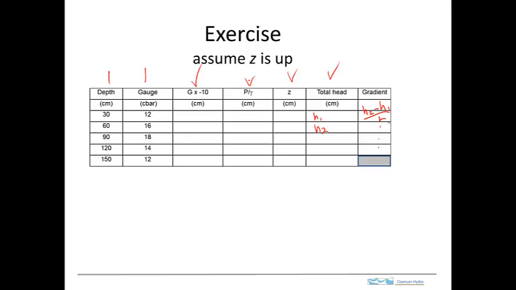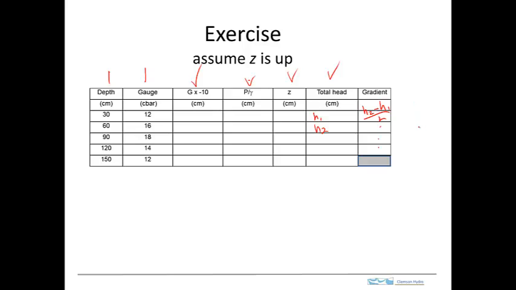And so we do that for each one of these rows, and then we leave out the last row here because we wouldn't have a second head to use to calculate the gradient. And so with these 5 tensiometers, we can calculate these 4 gradients.